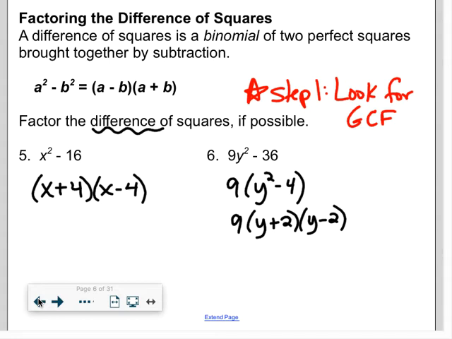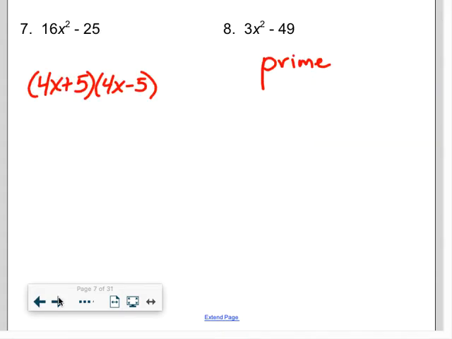A GCF is like 9 came out of both. So that's a factor. That's a common factor. On this one, there's no GCF. I factored it as a difference of two squares. It's not a GCF. A GCF is the greatest common factor that comes out of every term that you have. I didn't pull a 4 out of 25. All right, so number 8 is prime.